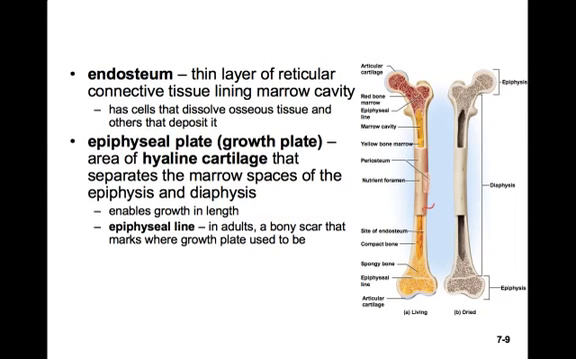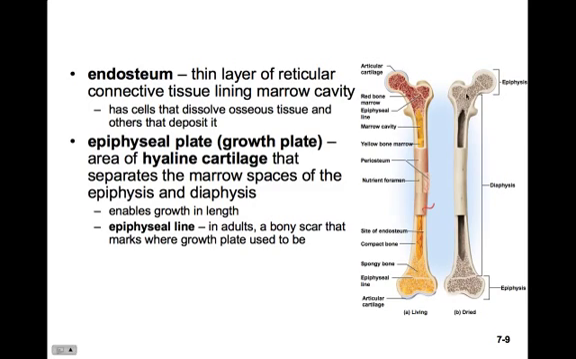The endosteum is a thin layer of reticular connective tissue that covers the inside cavity of the bone, the medullary cavity of the bone. It has cells that help dissolve osseous tissue and then dispose of it, because the bones are constantly growing or remodeling if we're adult. We need to be able to both deposit bone and dissolve old bone.